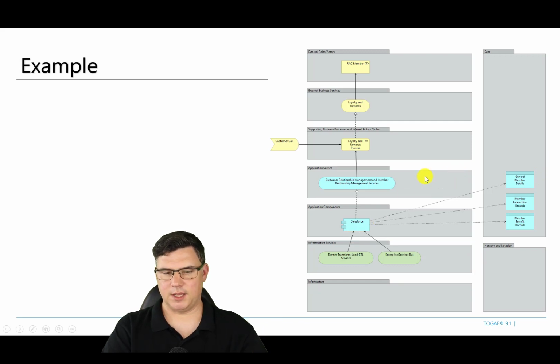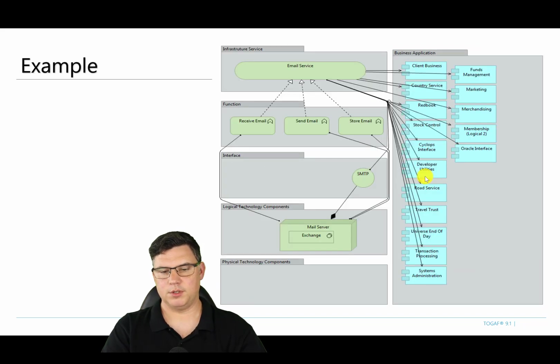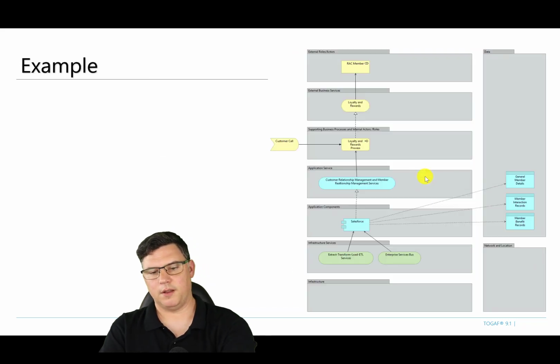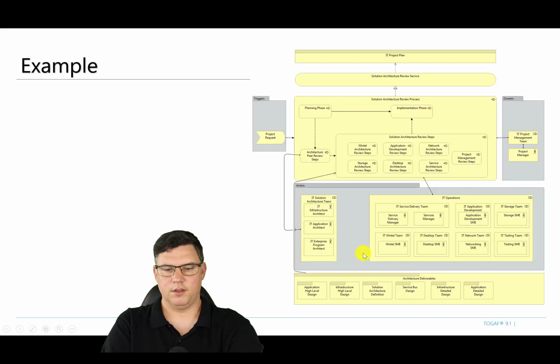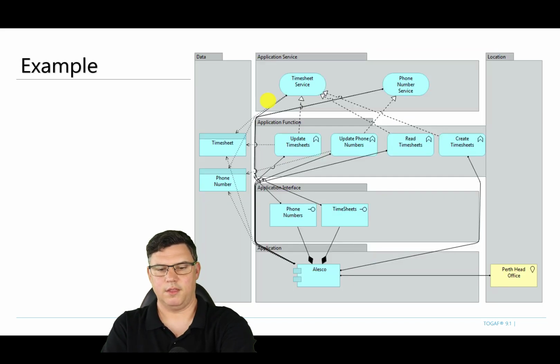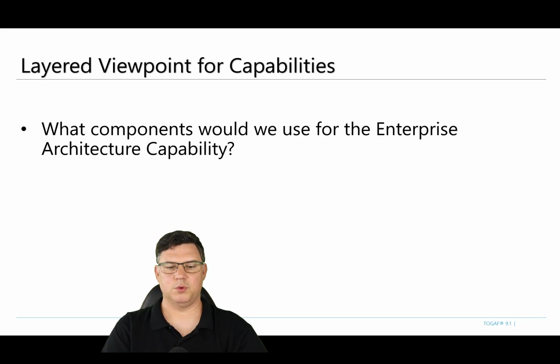Okay, that's our example. So we did this one, that's the top. We showed you that one, and that one. You see what I mean? So basically, this layered viewpoint only pulls out, you'll notice, the service, and then the service, then the service, then the service. Okay? So what components would you use for the enterprise architecture capability?